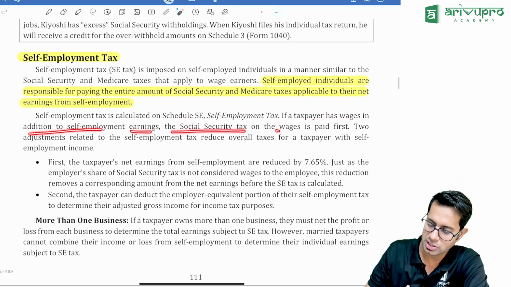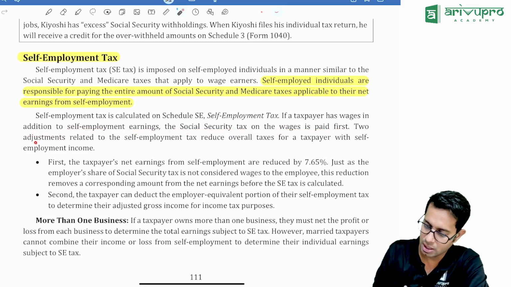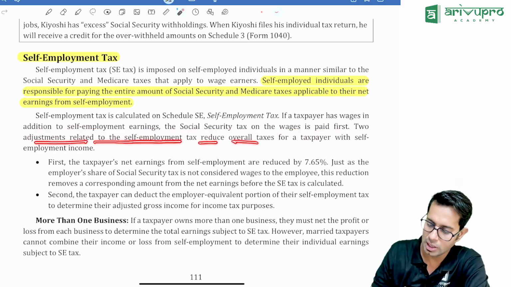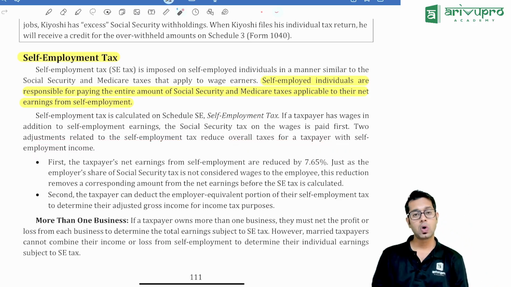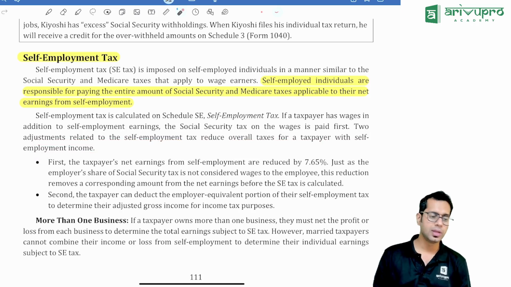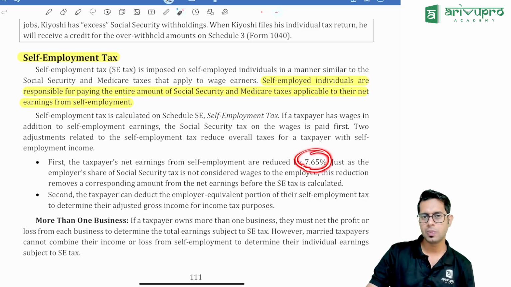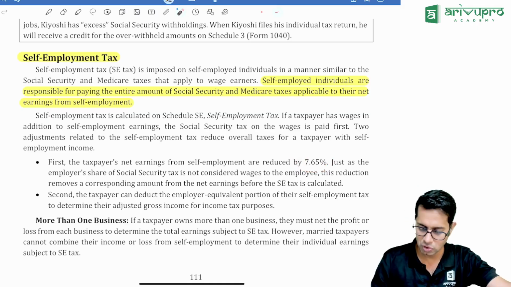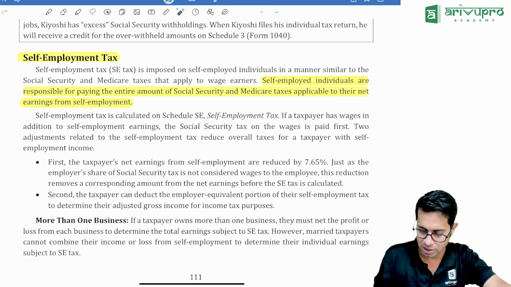Social Security tax shall first be paid on the wages, and the two adjustments related to self-employment shall be reduced for taxpayers with self-employment income. Meaning, what are they telling? If you are already working somewhere and that employer is deducting some amount, then reduce that amount of 7.65% of the employer's contribution, and calculate only on the balance portion, as we did in the calculation.